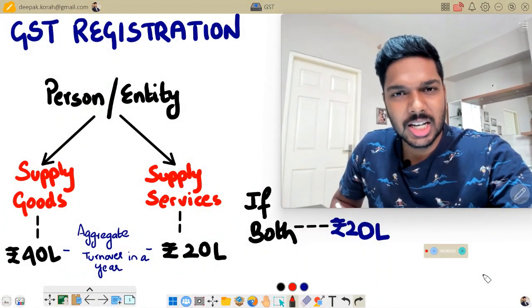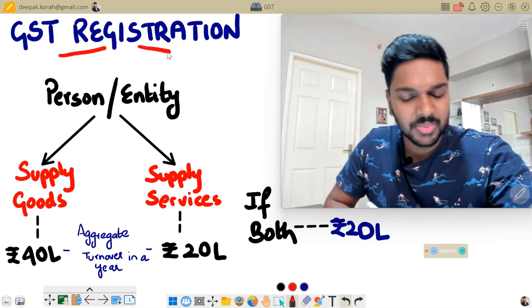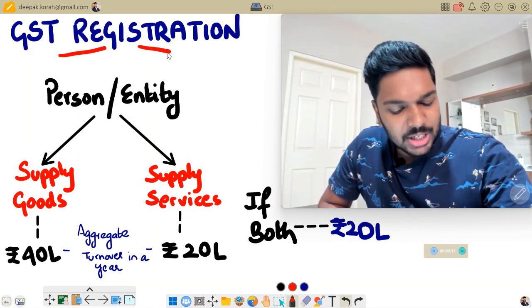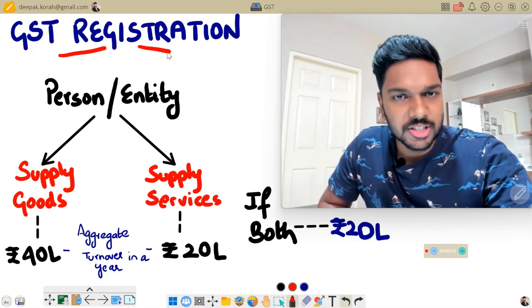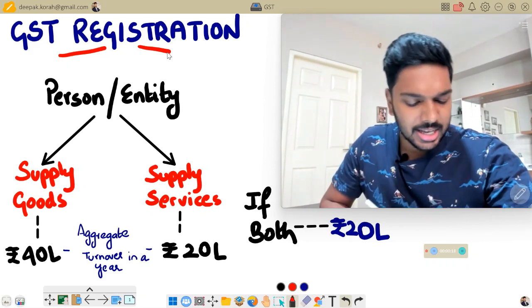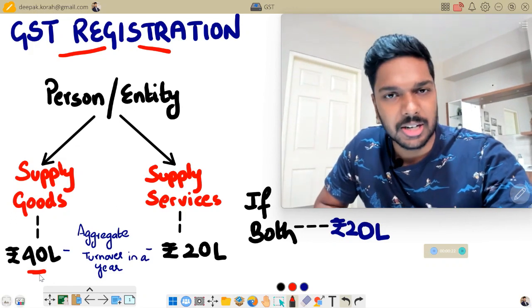In this video, we'll discuss all about the criteria in obtaining a GST registration. Well, if you are a person or an entity or an organization and you are exclusively involved in the supply of goods, then if your aggregate turnover in a financial year is more than 40 lakhs of rupees, you need to get a GST registration done.